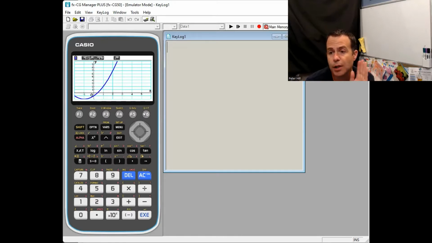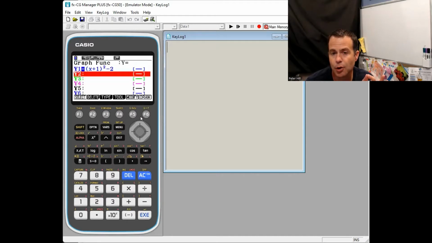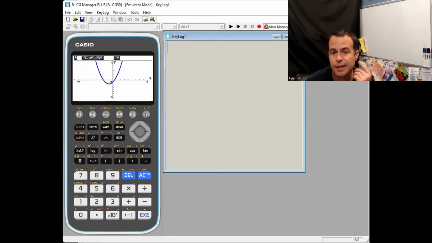Okay, so now we all have different window settings. If you're a Casio kid, to get to a standard window setting, you're going to press F3 to get into your window, and then F3 one more time, and that's going to give you a standard window, okay? That way we're all looking at the same picture. Then I just exited, and then I drew again, okay? For TI kids, you have a button up top here that says zoom. You're going to press zoom and then option 6, and that'll take you to a standard window. So now everybody should be looking at the same picture that I'm looking at.